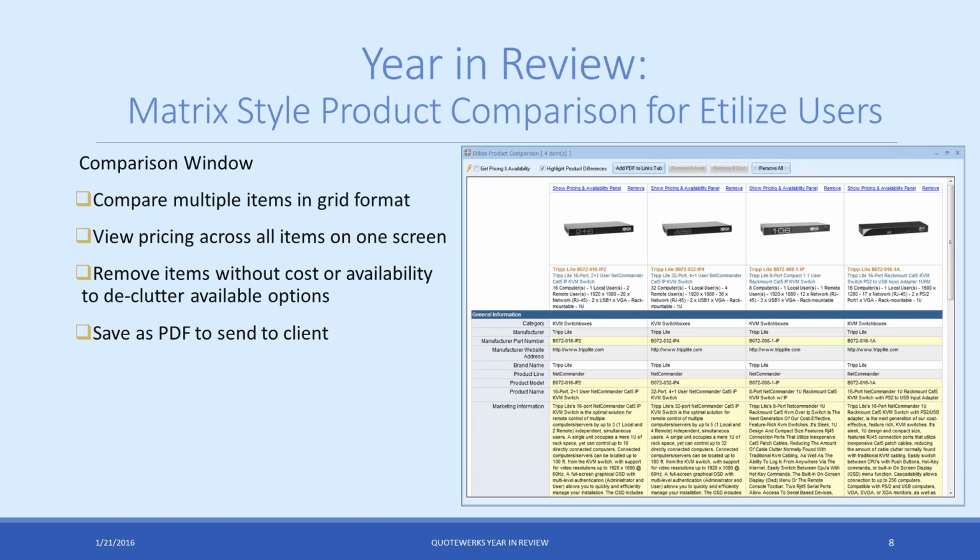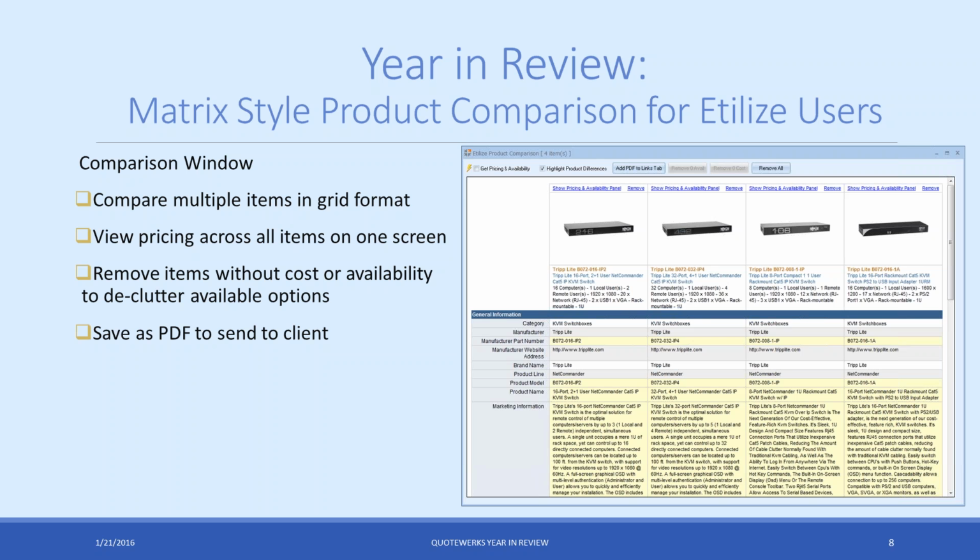In addition to the enhanced Etilize integration, we also created a comparison window for you, and the comparison window will actually let you compare multiple items in a grid format. So you can see the differences between the items. We'll also highlight the differences. You can see in the screenshot here the differences in the items are highlighted in yellow. You can check your real-time pricing and availability from here. You'll see at the very top of that screenshot it says Show Pricing Availability panel.